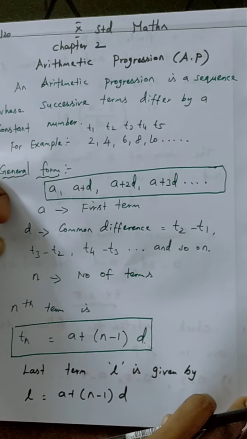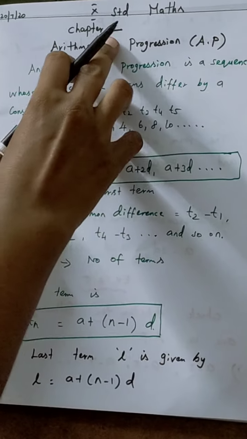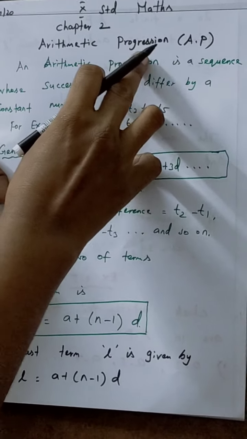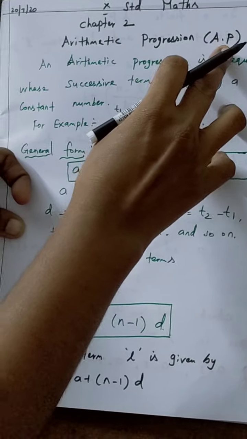Good morning students, 10th standard maths, chapter 2, numbers and sequences. So today's class we will discuss arithmetic progression. It is denoted by AP only.